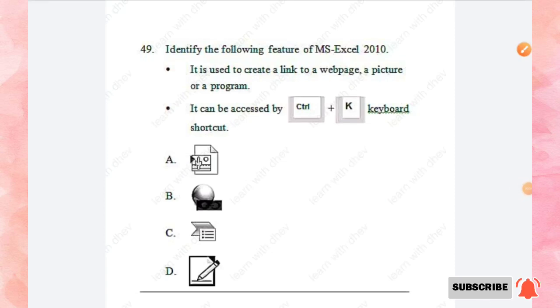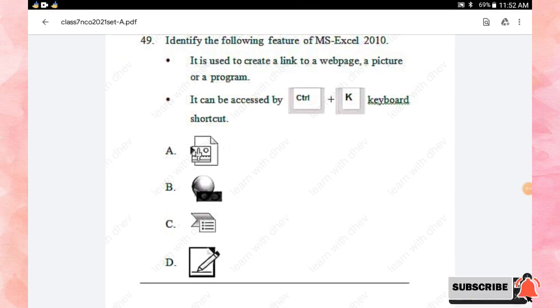Question number 49. Identify the following feature of MS Excel 2010. It is used to create a link to a web page, a picture or a program. It can be accessed by pressing the shortcut key Ctrl plus K. So now the options are, option A, this icon refers to object icon. So this would embed an object. And option B, this would insert a hyperlink. This option is hyperlink option.